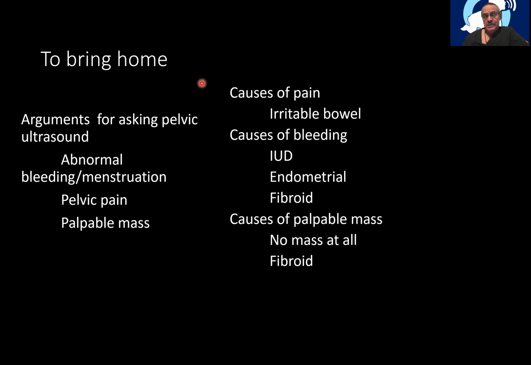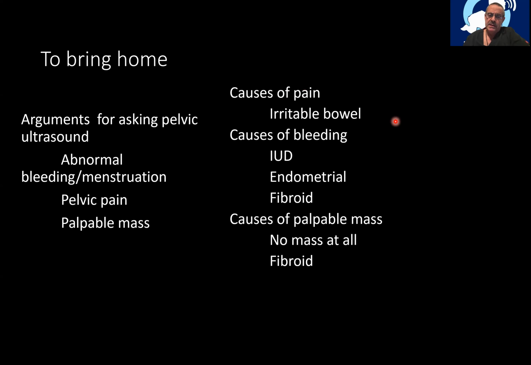But don't be that smart. You must perform the ultrasound. And once you perform the ultrasound, you see if you press and it's the intestine that hurts, or if you find something else. So number one cause of pain is irritable bowel.